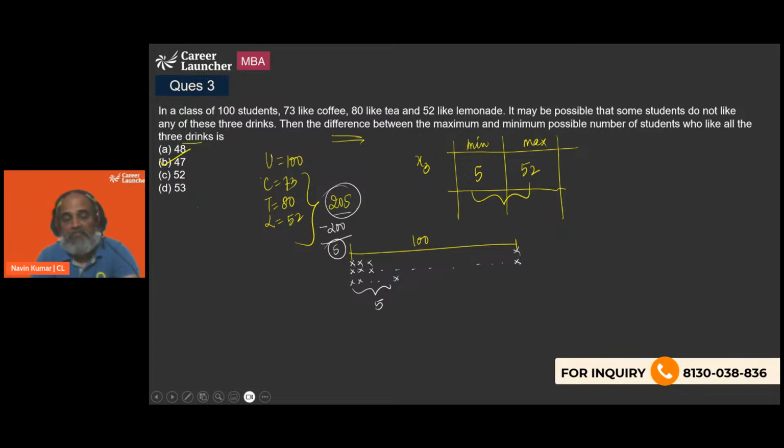A Venn diagram would have made it very difficult. A lot of equations would be formed. There would have been a lot of variables. This approach is known as the chocolate distribution method. Instead of chocolates here, we had drinks. So we are distributing drinks.